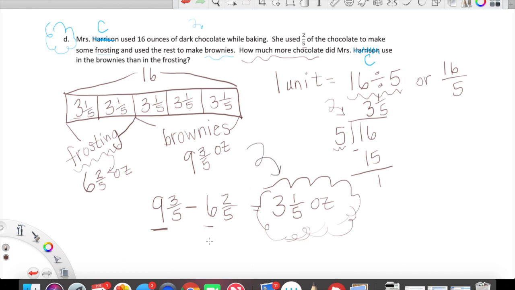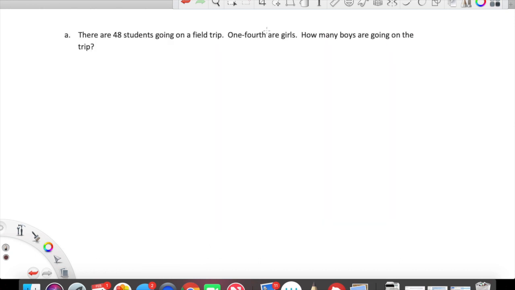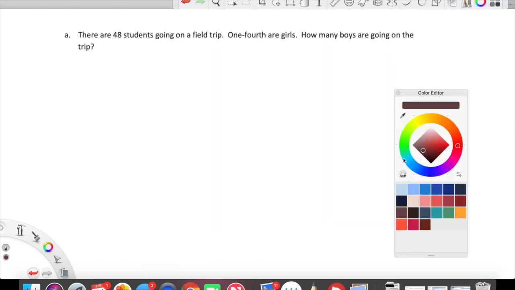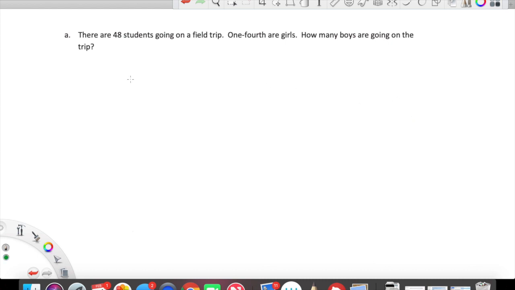5 ounces. Yum. Oh my gosh, we're going on a field trip in this next problem. How exciting. Let's choose a new color. Okay, so let's read. There are 48 students. My goodness, can you imagine having 48 students in one class? I'm sure this is multiple classes, of course. Okay, there are 48 students going on a field trip. Woo-wee. 1/4 are girls. How many boys are going on the trip?